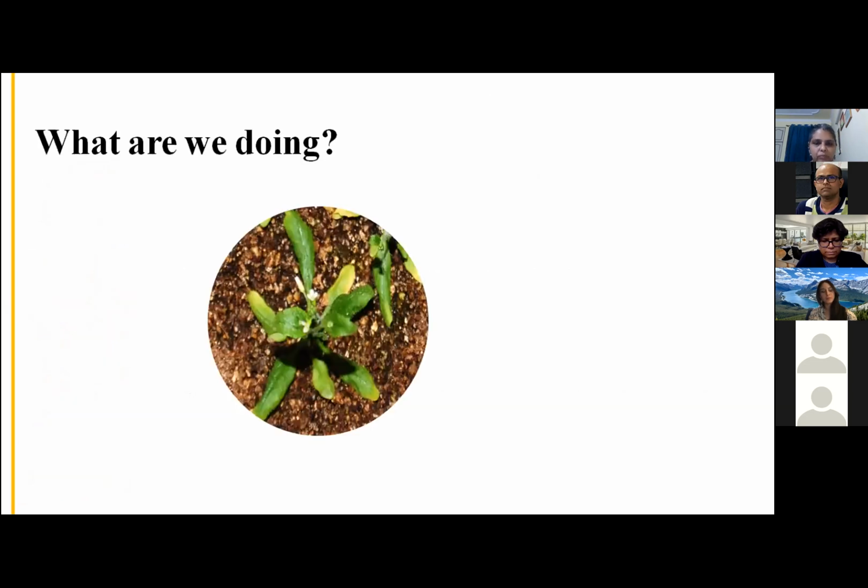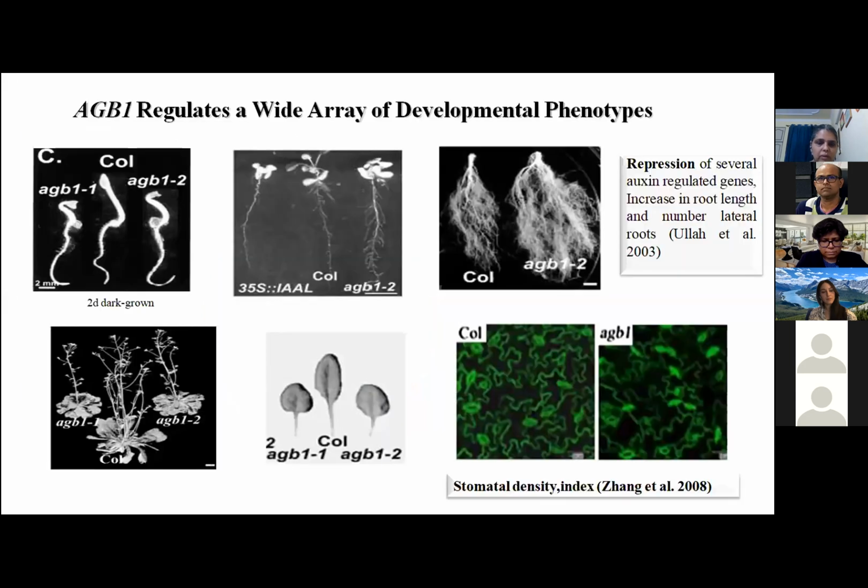So what are we basically doing? What is our strategy? How are we planning things in the lab to fight back the abiotic stresses in plants? My story starts with the way I showed you alpha, beta, and gamma subunits. My story starts with the beta subunit. The beta subunit was reported for the first time in Arabidopsis in 2003, and it plays a very important role during plant growth.